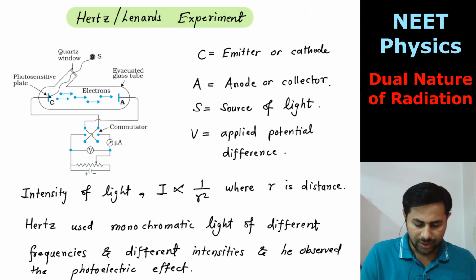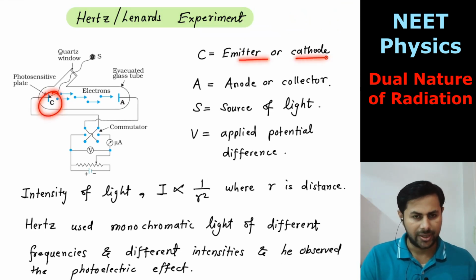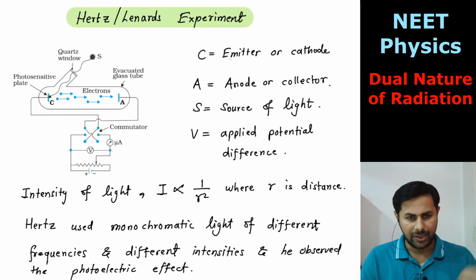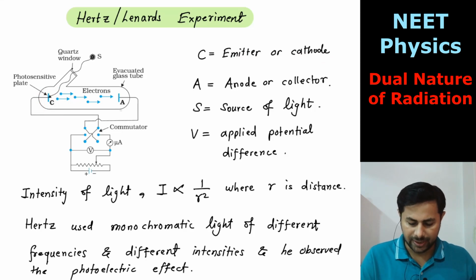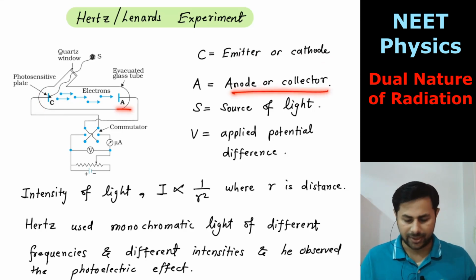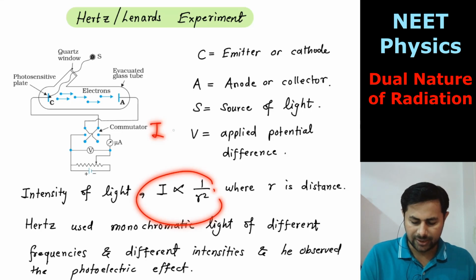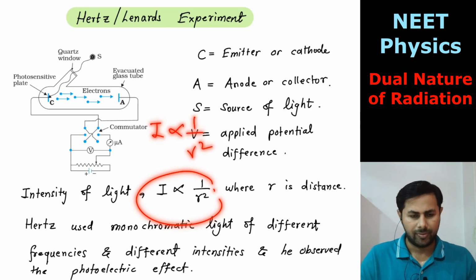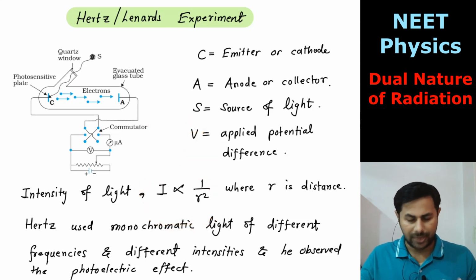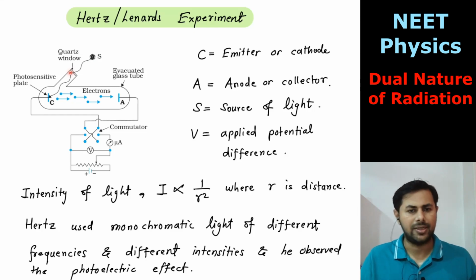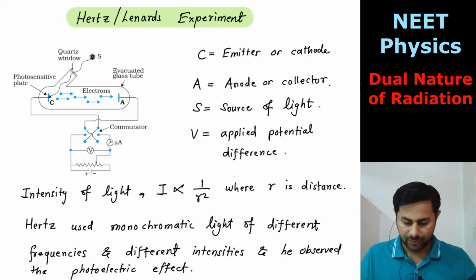All right, so the C is the emitter or it is the cathode. Emitter means it will emit electrons. Okay, A is anode, or it is also known as collector, right? Now we need to remember one thing, that intensity is inversely proportional to R square. So if you move the source of light away, then what will happen? The intensity will decrease. If you move the source of light closer, the intensity would increase.